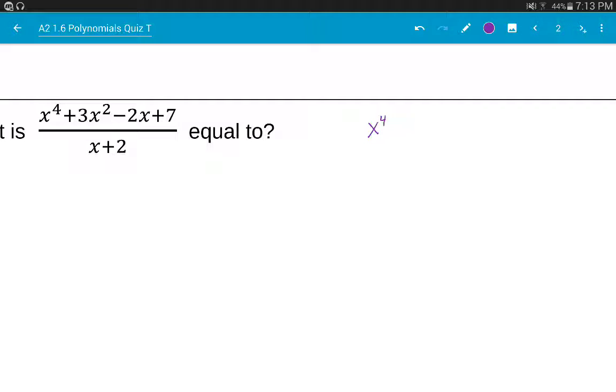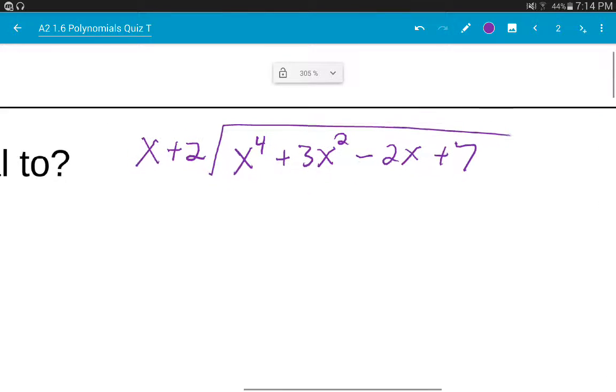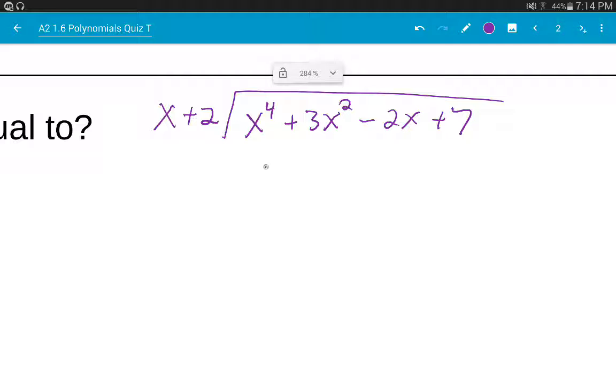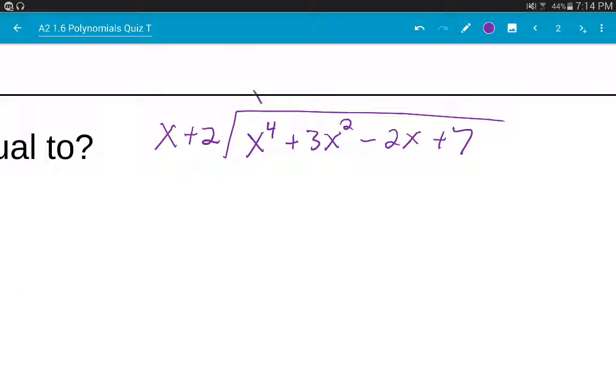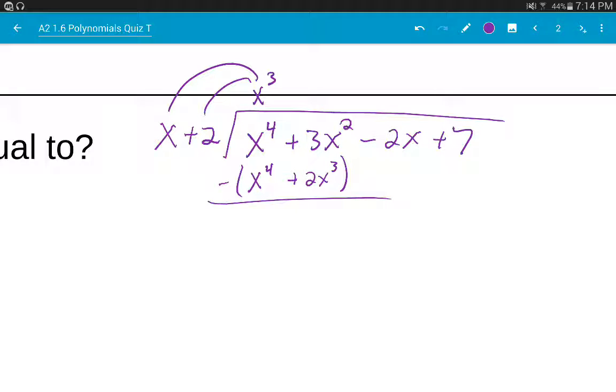x to the fourth plus 3x squared minus 2x plus 7, divided by x plus 2. Now, x goes into x to the fourth x cubed times. Distribute the x cubed down. That's x to the fourth. x cubed times 2 is 2x cubed, parentheses, and subtract.